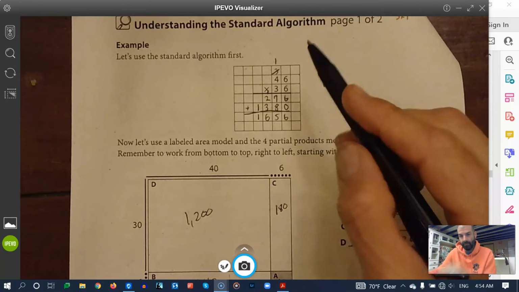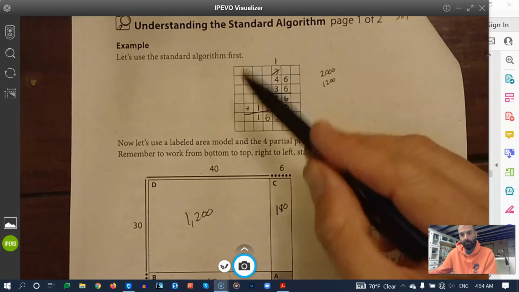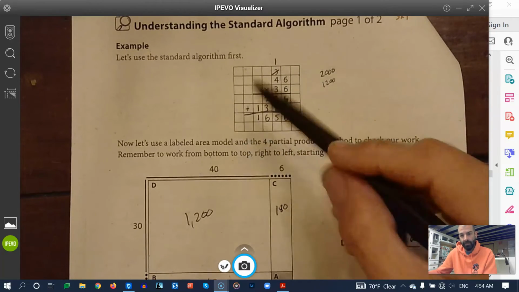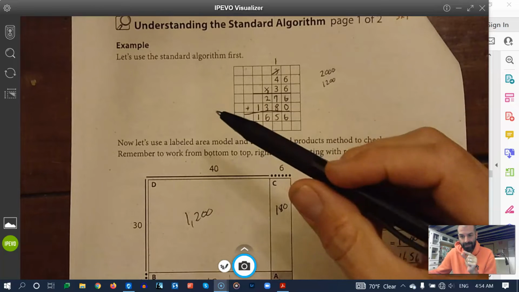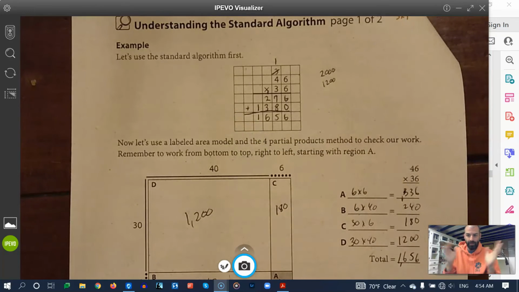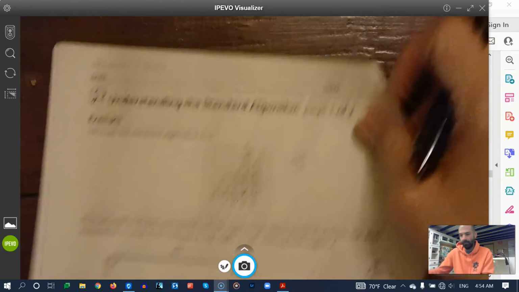So that's why we estimate. When we're starting to learn an algorithm, it really helps us to know if we've made a small error that has really thrown off our whole calculation.